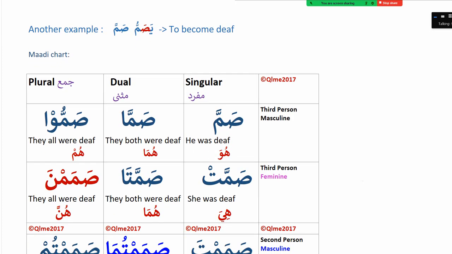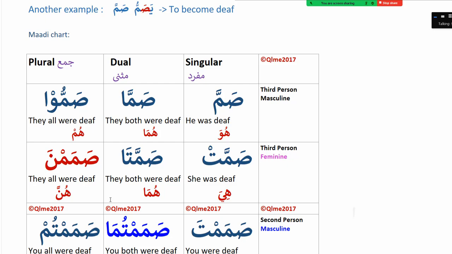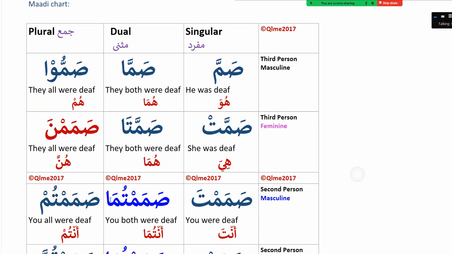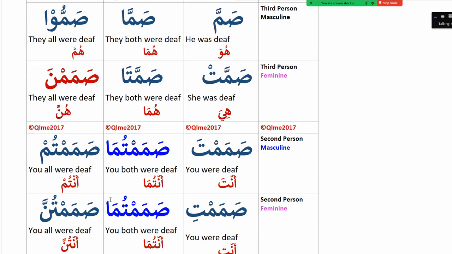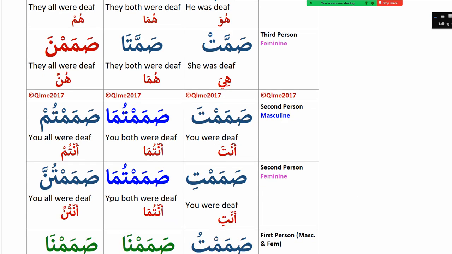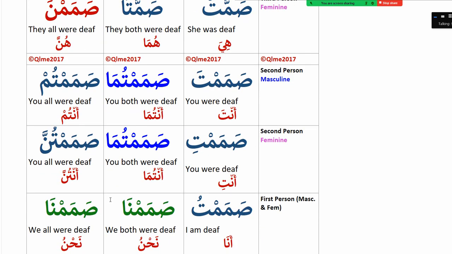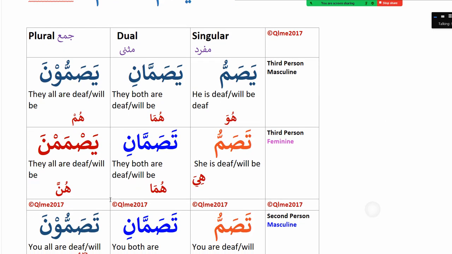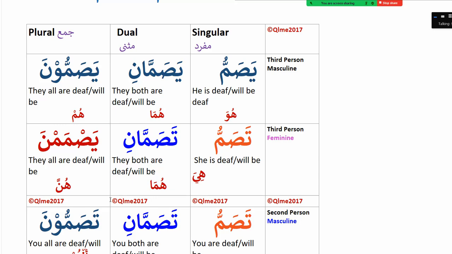And another example is samma, yasammu. Samma, sammā, sammu. Sammat, sammatā, samamna. Samamta, samamtuma, samamtum. Samamti, samamtuma, samamtunna. Samamtu, samamna, samamna. And we have yasammu, yasammani, yasammuna.